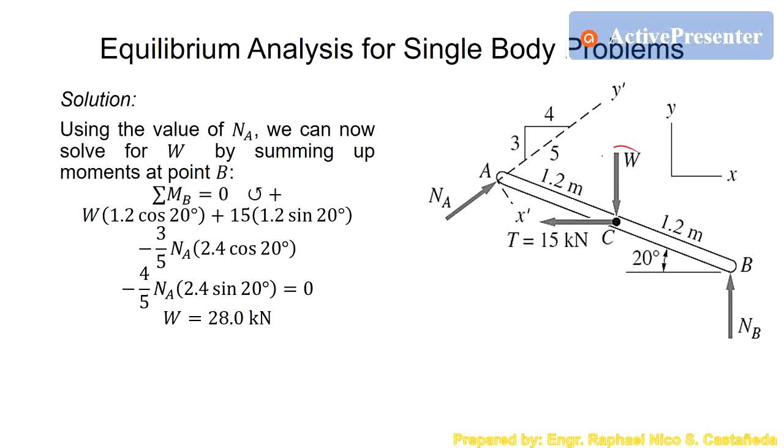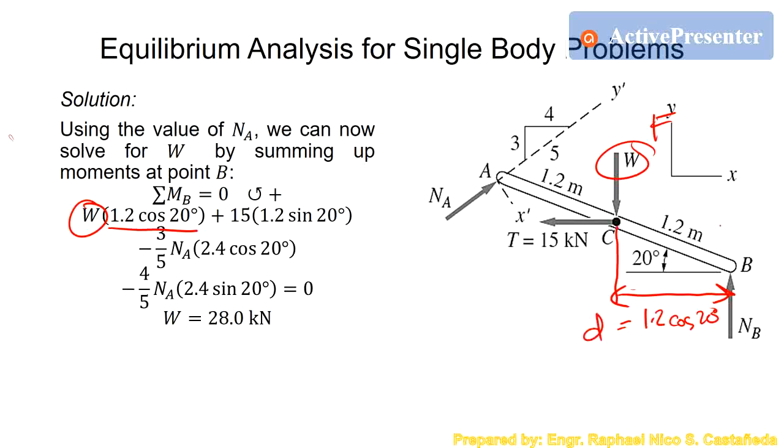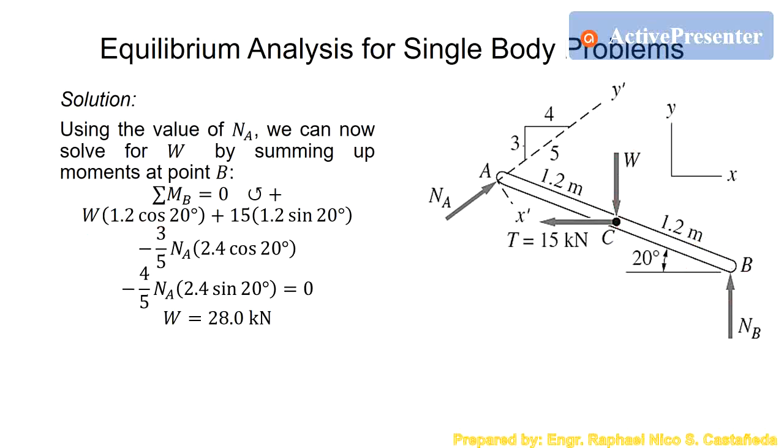So what will happen is we break down this into components, especially NA. Let's start with W. W at point B is counterclockwise. But the distance is this distance right here. So this is 1.2 cosine 20. So what will happen is we have W times 1.2 cosine 20. That is the force and the distance. With W, since this is downward and B is on the right of W, so it is counterclockwise.